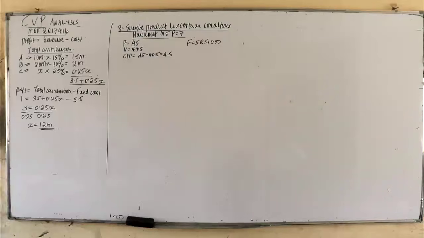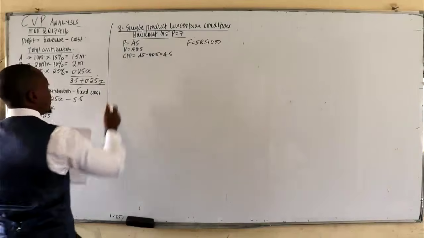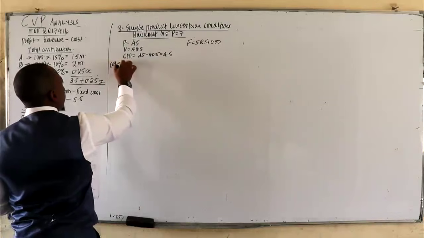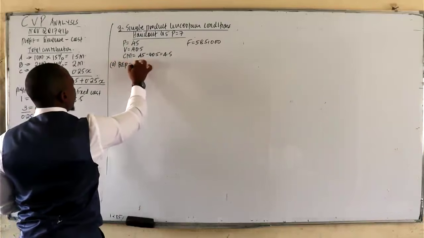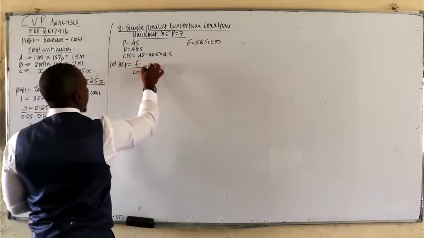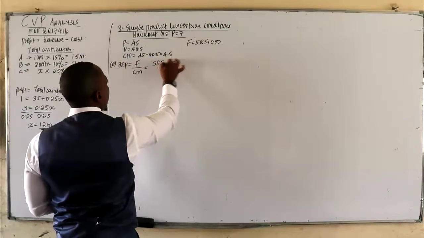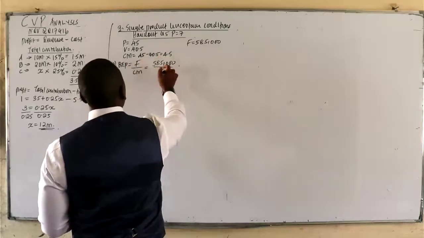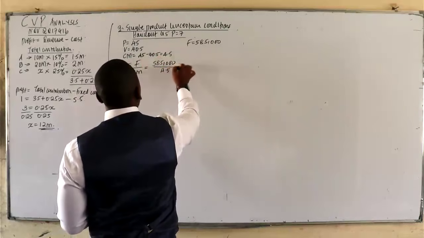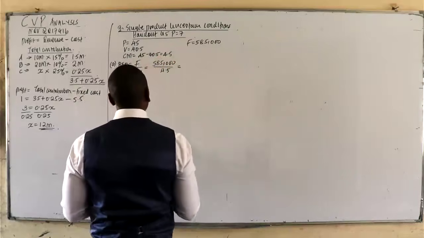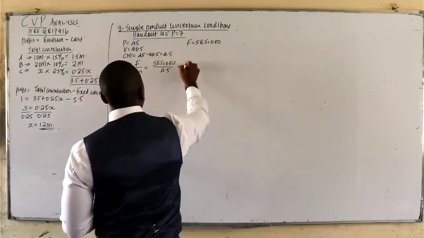Now the question is, calculate the break-even point for operating the lorry, BEP. BEP is the fixed cost over the contribution margin. We have the fixed cost of 585. Contribution margin per unit we have is 4.5. Good.